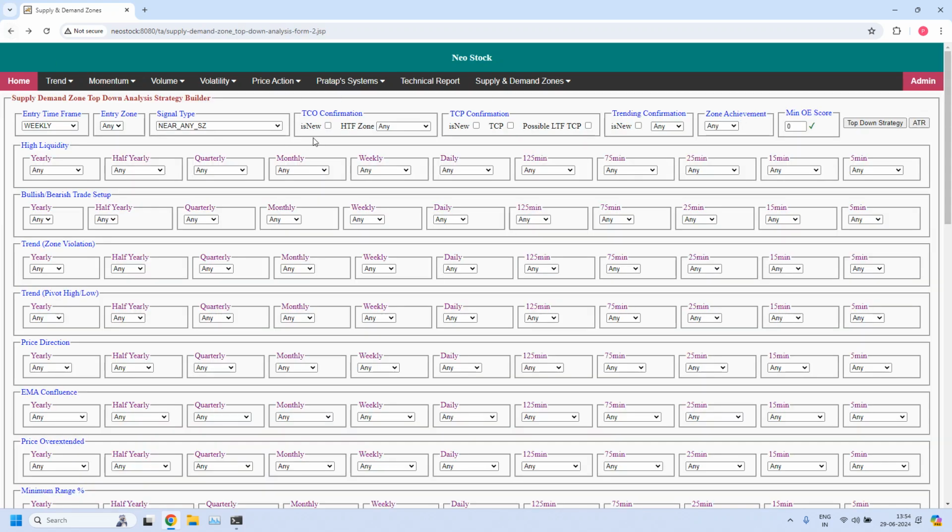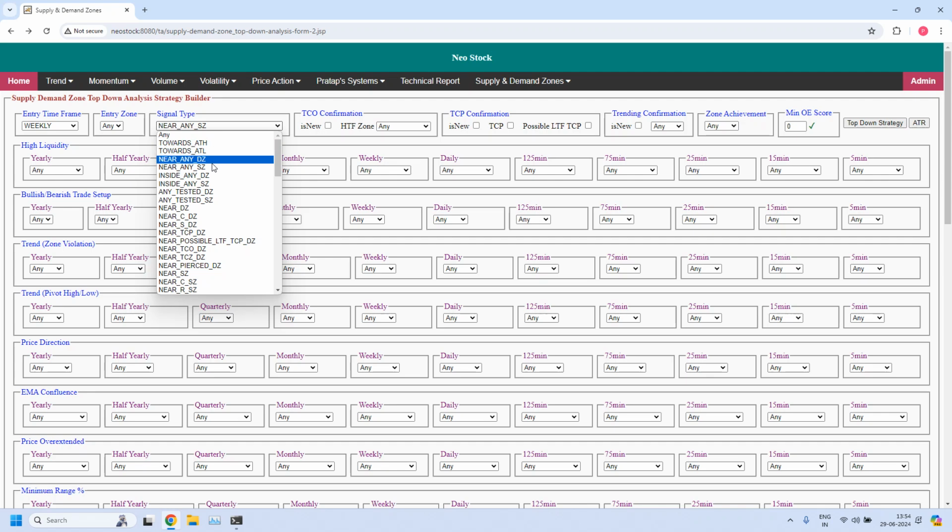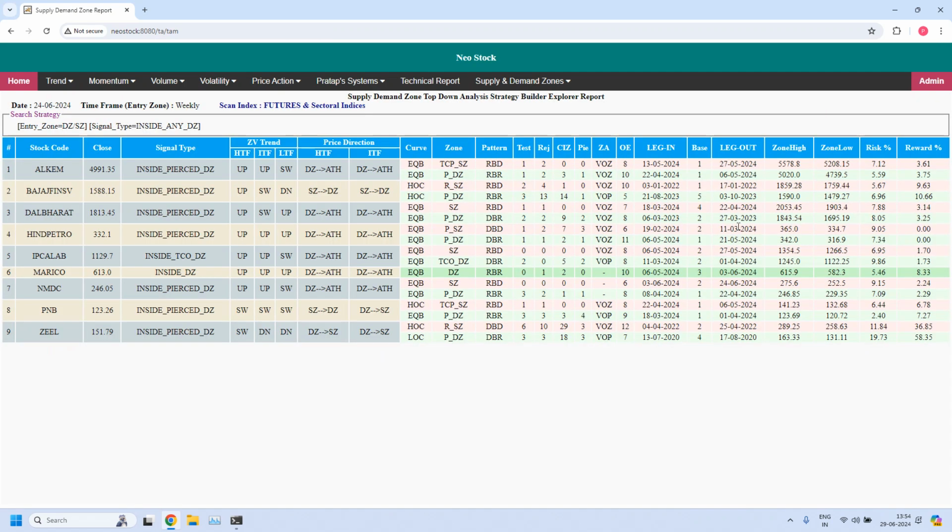Next report. Price closed inside weekly demand zone. 9 stocks are filtered. And many of these weekly demand zones are pierced. Okay, then let me go back.